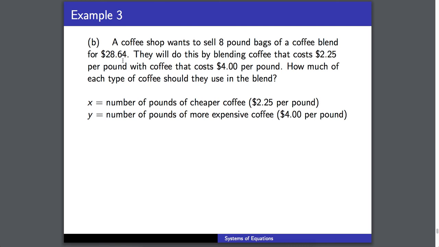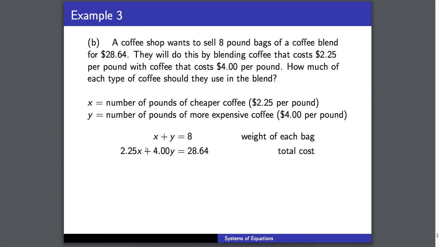So let's say X represents the number of pounds of the cheaper coffee, which will be the $2.25 per pound coffee. And then we'll have Y equals the number of pounds of the more expensive coffee. So since we're looking at how much of each type they should use, our solutions X and Y should represent the number of pounds of each type of coffee.